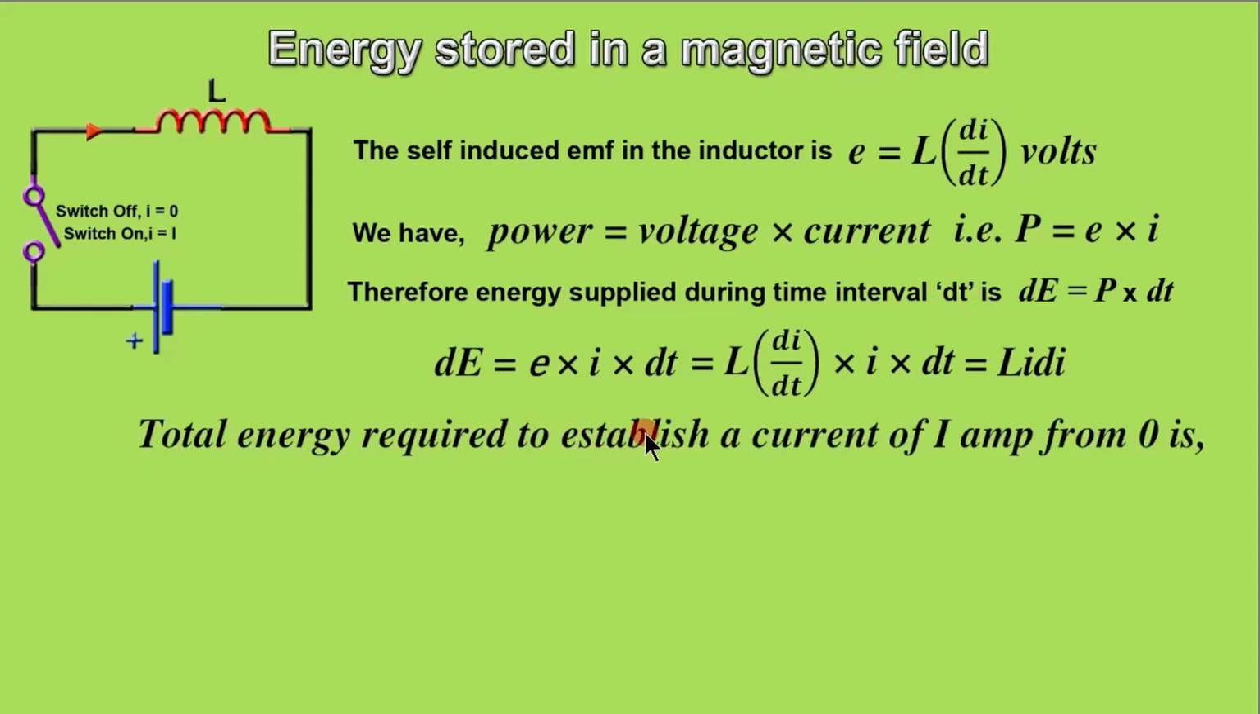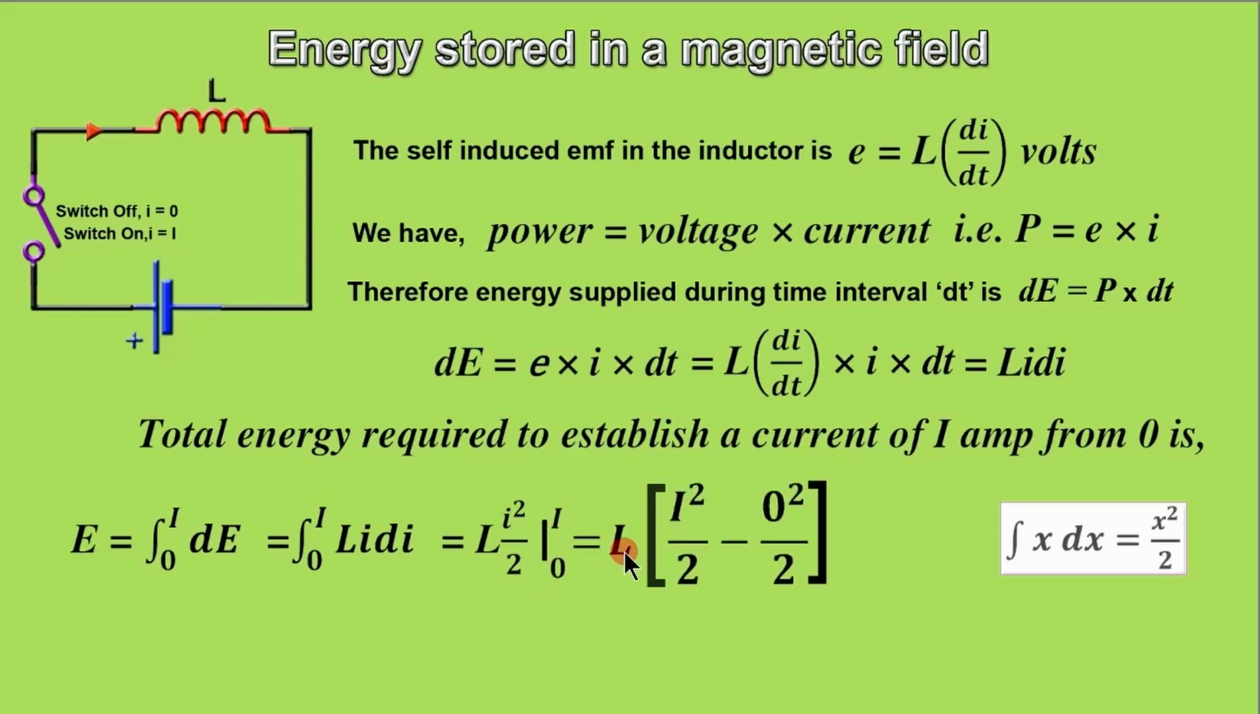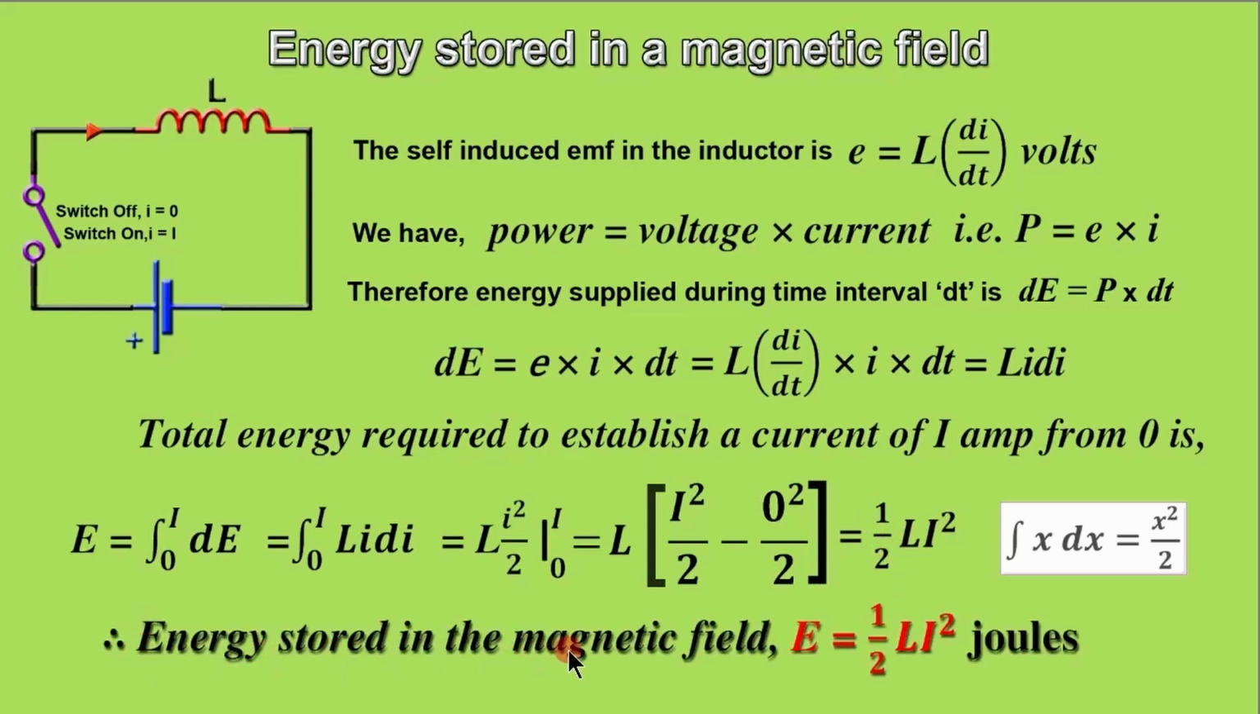This energy is for a small interval of time dt. Therefore, the total energy required to establish a current of I from 0 is obtained by integrating from 0 to I, where dE is equal to L I di. So this becomes integral 0 to I of L I di. We know that the integral of x dx is x squared by 2. Therefore, the integral of I di is I squared by 2. That is L, which is a constant, into I squared by 2, with limits from 0 to I. This becomes L into I squared by 2 minus 0 squared by 2. This becomes 0. Therefore, the equation becomes 1 by 2 L I squared. Therefore, the energy stored in the magnetic field E is equal to half L I squared joules.